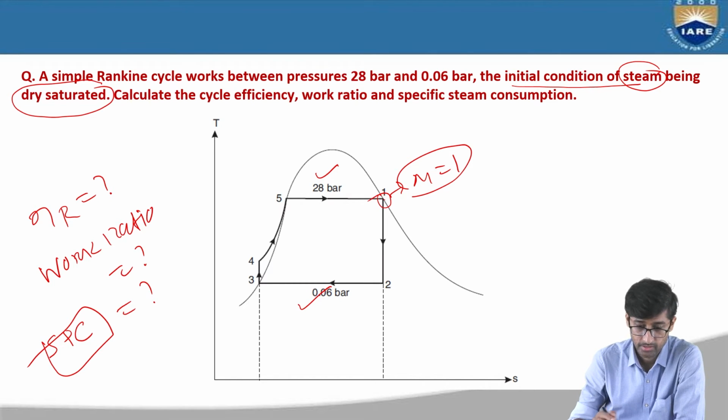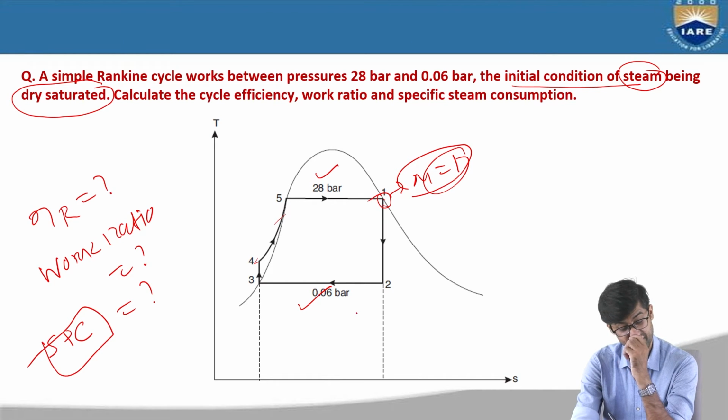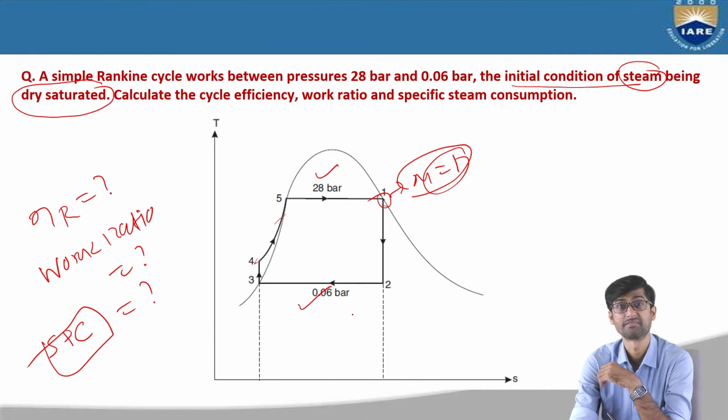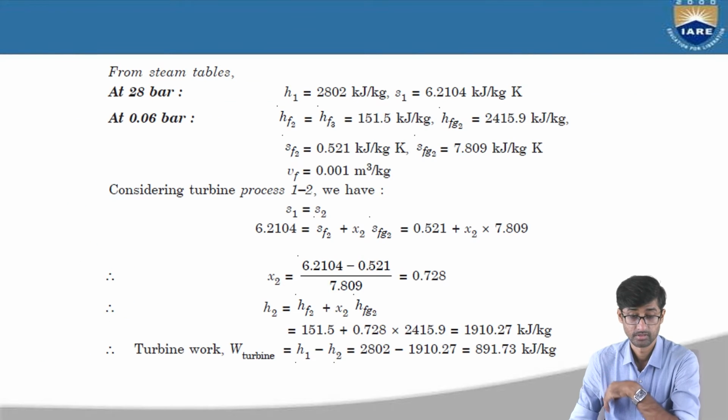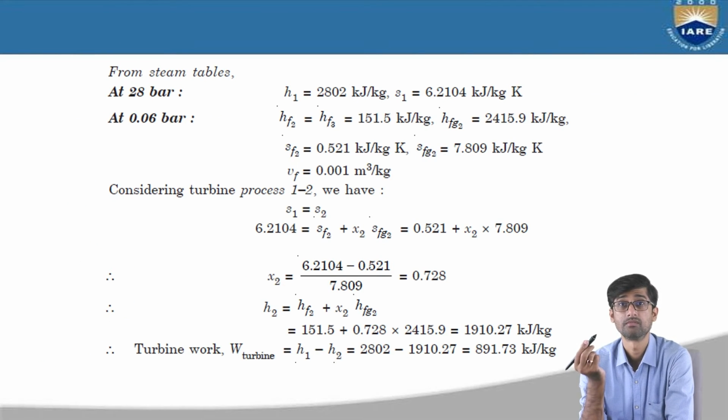Now, how to calculate? The initial condition of steam is given here, pressure 28 bar and dryness fraction 1. And the final condition of steam is given pressure 0.06 bar, right? But here we don't know the dryness fraction, right? What is the value of x2? That you have to calculate first. So this is very simple, what we done in previous class, previous slides.